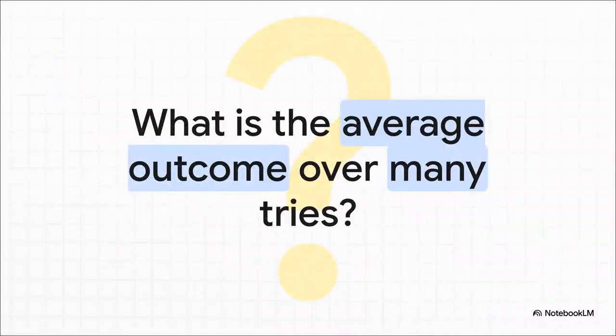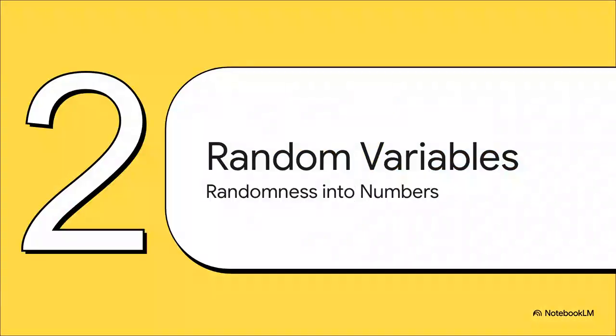But see, simple probability only really tells us about a single event. What if we want to know the long-term story? Like, if you roll a die 1,000 times, what's the average number going to be? To answer that, we need a much more powerful tool. So let's add our very first tool to the toolkit. It's called a random variable, and it is the absolute key to turning all these unpredictable outcomes into actual numbers that we can work with.